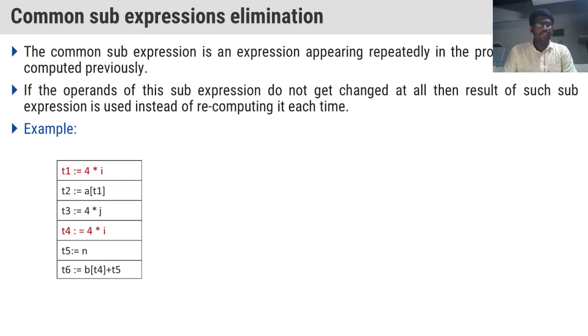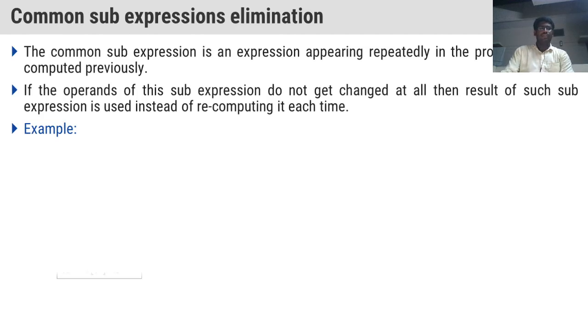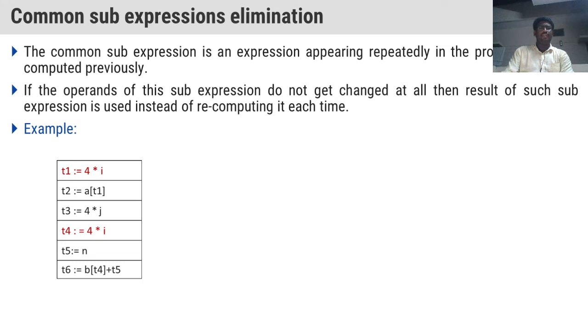See here, T1 equal to 4 into I, and we have some statements from T1 to T6, and observe T1 and T4. T1 equal to 4 into I, T4 is also equal to 4 into I. So these are the two repeated expressions or statements. That's why we are going to eliminate T4 equal to 4 into I, so that we can save some amount of time, where the execution time will get reduced. So that is why here we are identifying the common expressions and eliminating them.